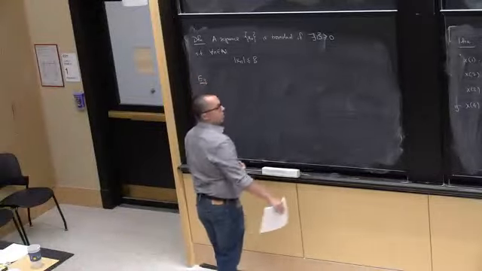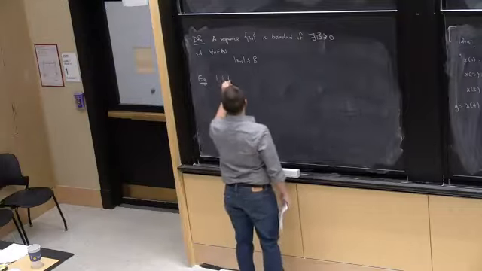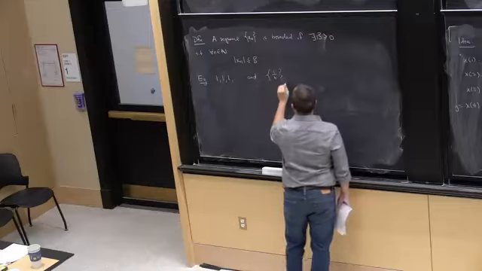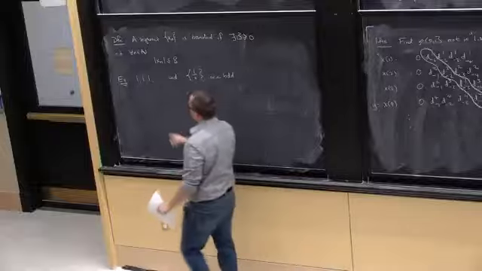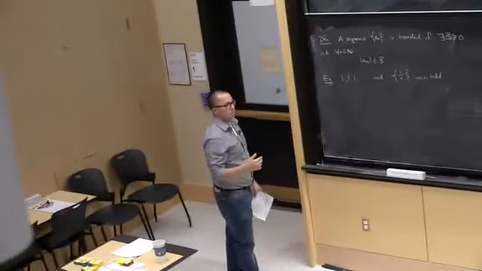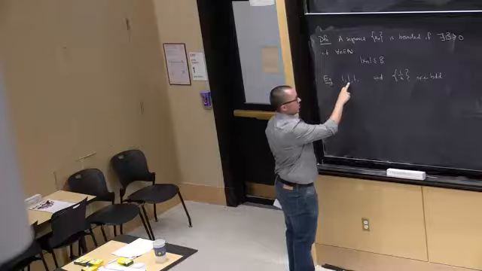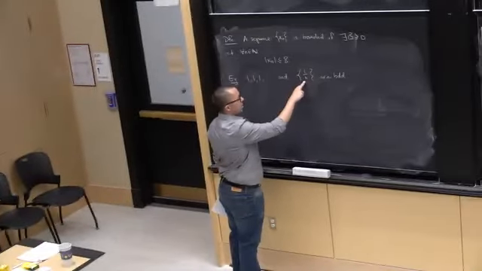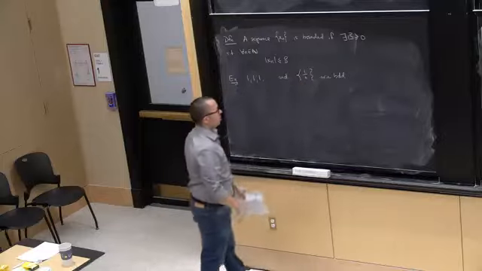So, again, for example, if we look back at those two sequences, 1, 1, 1, and the sequence 1 over n, these are bounded. Why? Because every entry in the first sequence is equal to 1, so it's bounded by 1. And every entry in the second sequence is less than or equal to 1, so it's bounded by 1 in absolute value. It's also positive. So they're both bounded.